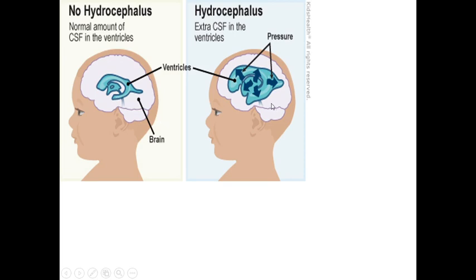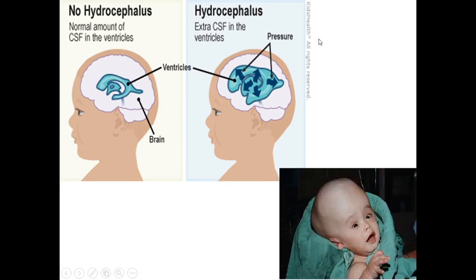But here what can you see? You can see the ventricles are enlarged because there's too much CSF production in these ventricles, and also the CSF does not flow properly. So this makes your head enlarge because of this increased size of the ventricles. So this is what you call hydrocephalus. And look at this picture. This is how the head enlarges in hydrocephalus.